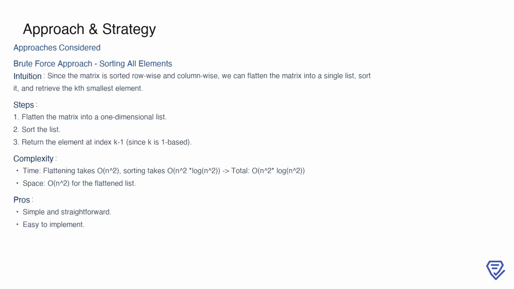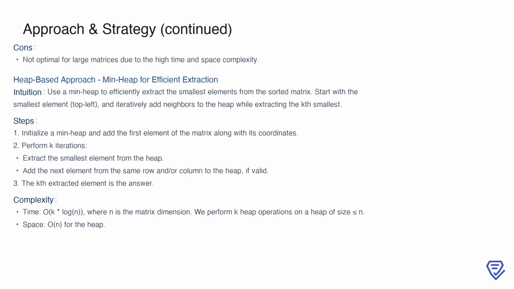However, this approach has significant drawbacks in terms of efficiency. Flattening the matrix takes n squared time, and sorting the resulting list requires n squared log n squared time, resulting in an overall complexity of n squared log n squared. Additionally, it requires n squared space for the flattened list. While this method is simple and easy to code, it is not practical for large matrices due to its high time and space demands. The brute force approach, while straightforward, is inefficient for larger matrices.